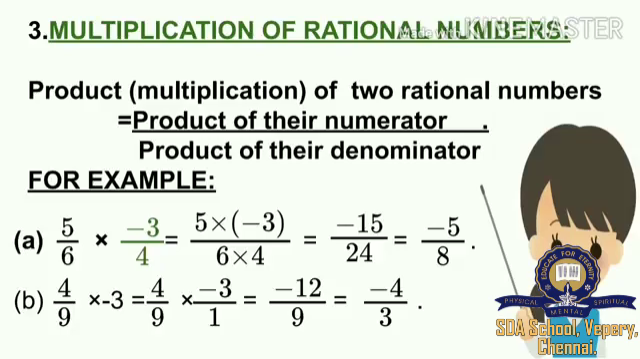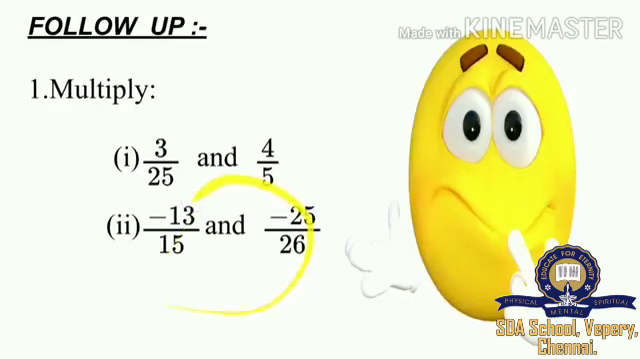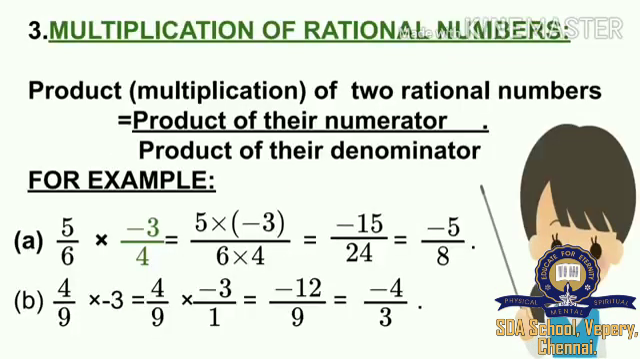Here you can see that 5 into minus 3 and 6 into 4 is equal to minus 15 divided by 24. If we cancel this, the answer will be minus 5 divided by 8, in the 3 table. 3 5s are 15, 3 8s are 24.